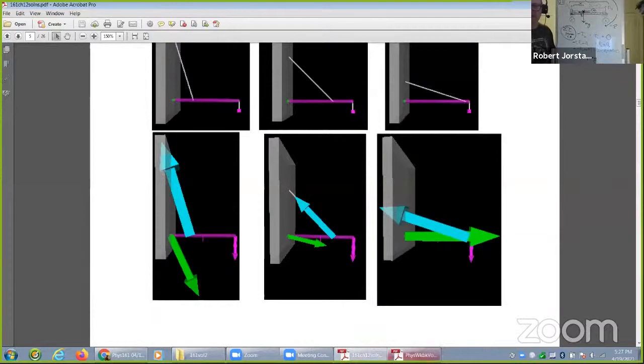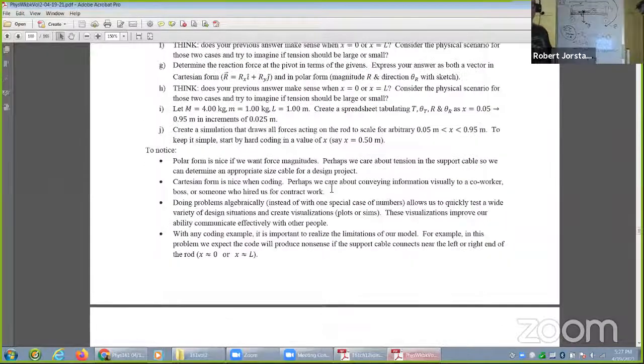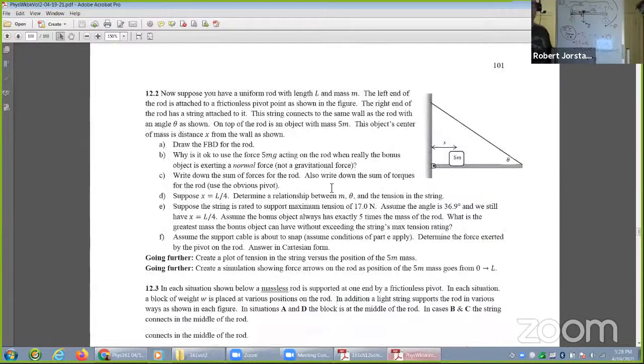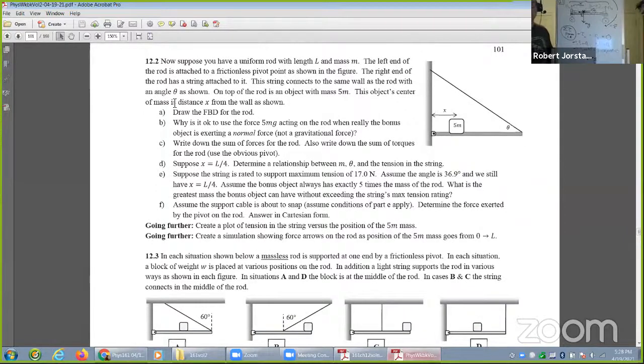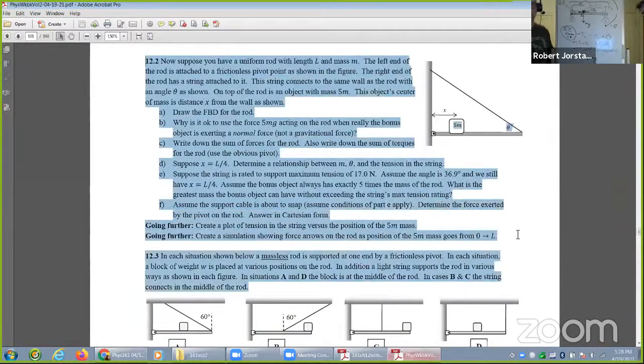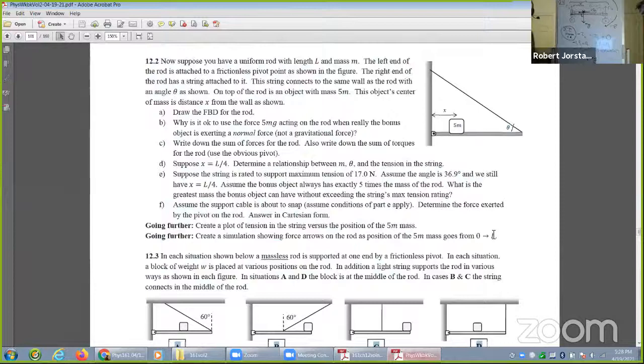So let's go back into here. I do think all this coding is good for you, so that's fine. Now let's go back to 12.2. Depending on your version, you may or may not have part F.